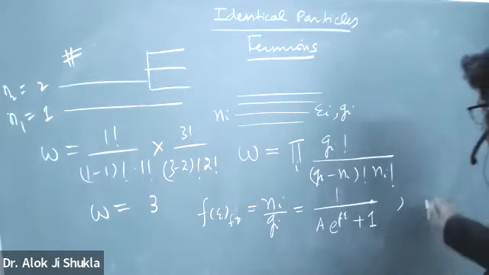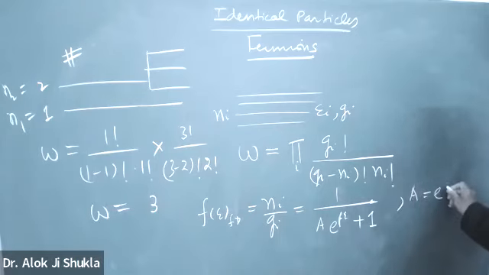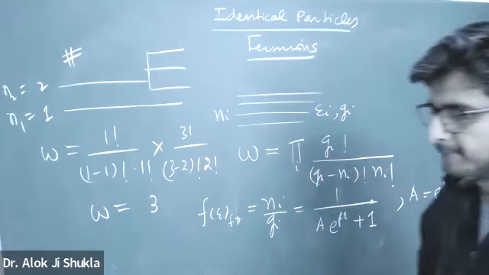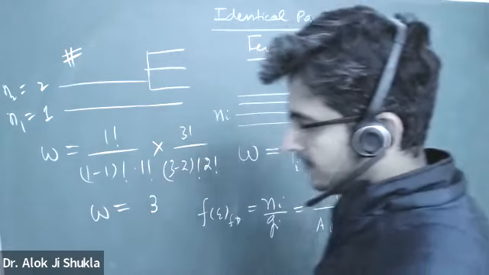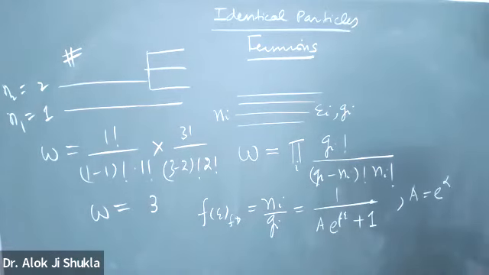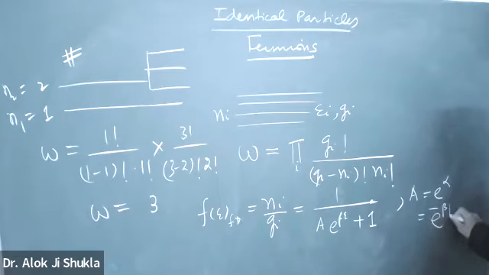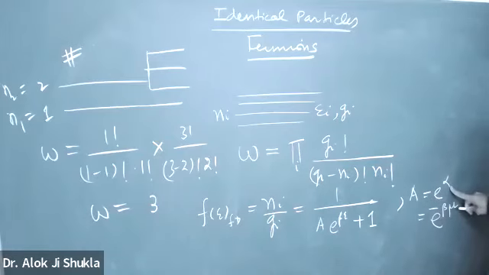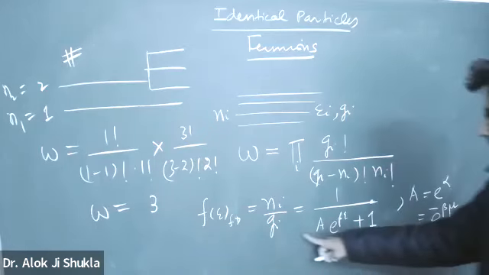And what is A? A is e to the power alpha. Okay? e to the power alpha, and you can write e to the power alpha as e to the power minus beta mu. So A is called fugacity and alpha is the same alpha that we calculate in Maxwell-Boltzmann, and mu is chemical potential. So you remember this formula.